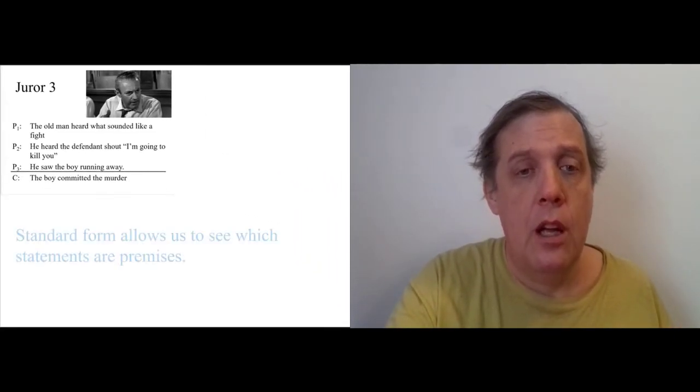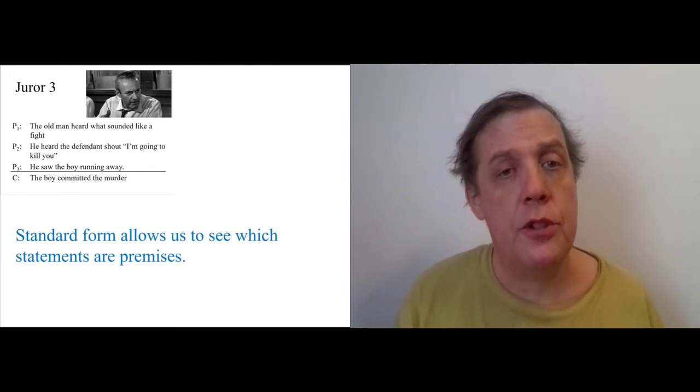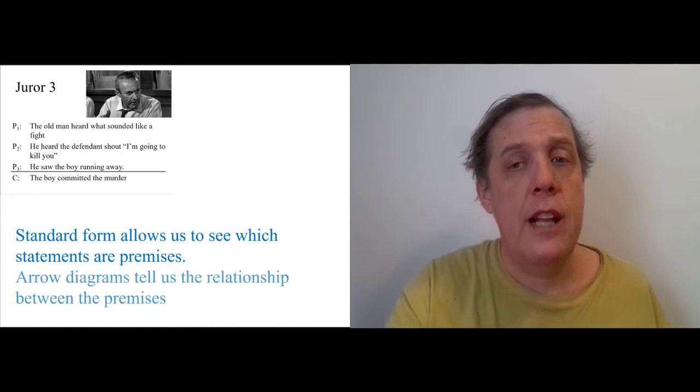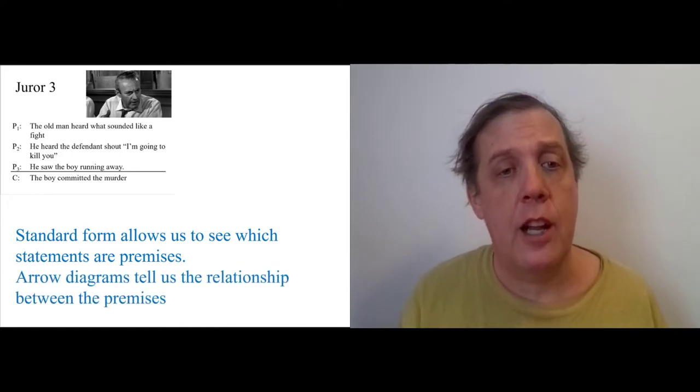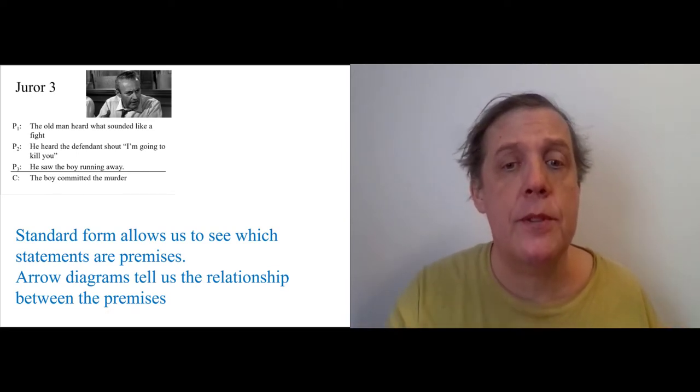So, standard form just separates premises and conclusions. What we're going to do now is arrow diagrams. And arrow diagrams allow us to see the relationship between the premises.